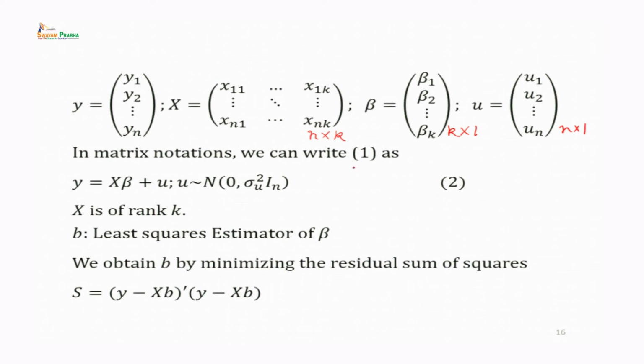Now, in matrix notation, then you can write the model 1 as y equal to X beta plus u, where u follows normal 0, sigma square u I n. So, if you are using matrix notations, then things become very compact. You have very compactly written the entire set of n equations. Then we assume that rank of X is k, and remember X is n cross k matrix. So, this assumption implies that X transpose X is non-singular.